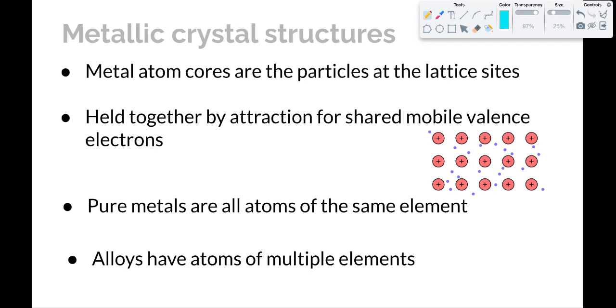One example of an alloy is the gold that most jewelers use. It's an alloy of gold with some other element, lots of times silver. So some of the atom cores are gold, some are silver, but they're all held together by that attraction for their shared mobile electron sea. It's often called the electron sea because it's mobile, and the cores are like islands in the sea in that model.